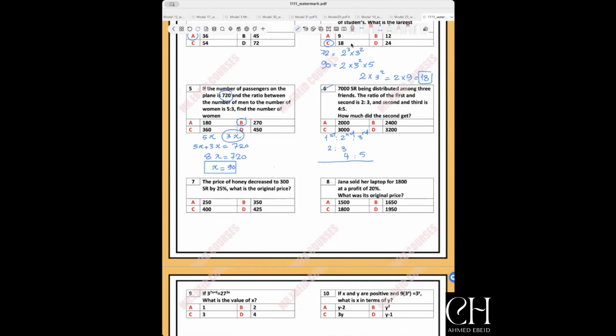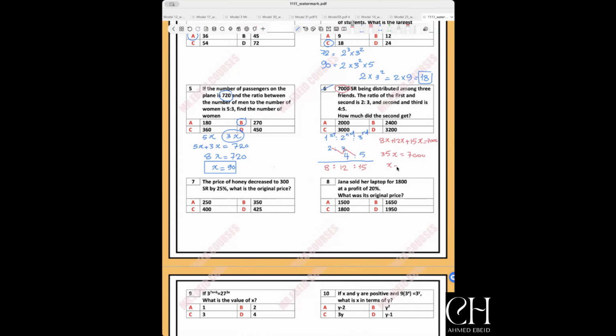To write them in one ratio, use this method. 2 times 4 will be 8, 3 times 4 equals 12, 3 times 5 equals 15. Now we have a ratio. Just add them: 8x plus 12x plus 15x equals the total, which equals 7,000. 8 plus 12 will be 20, 20 plus 15 will be 35. So 35x equals 7,000.